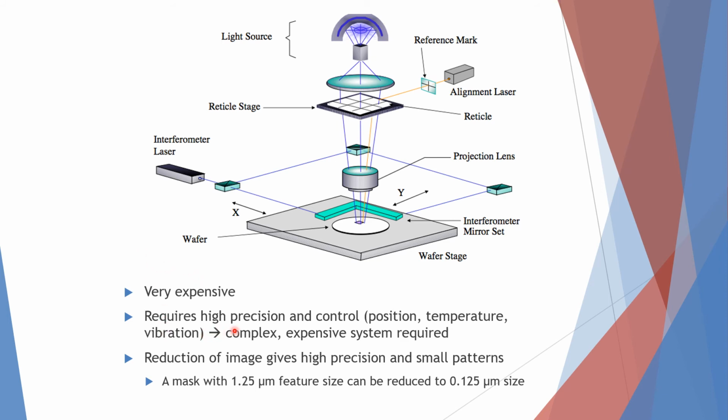It requires high precision and control of the position, temperature, vibration, and also the printing itself, for good quality. That's why a complex and expensive system is required. The reduction of the image gives high precision and small patterns. So a mask with 1.25 micrometer feature size can be reduced to 0.125 micrometer size, meaning that a big mask can print a very small circuit on the chip, on the Si wafer.